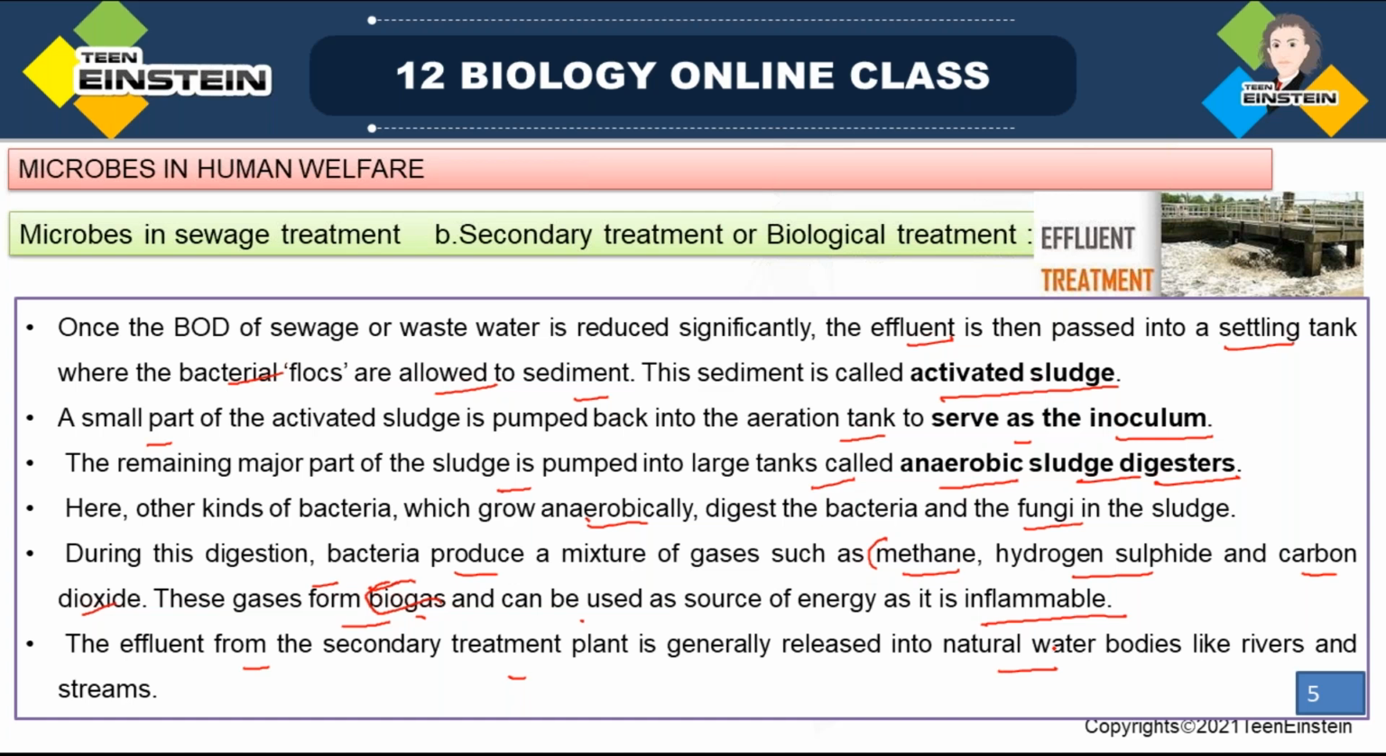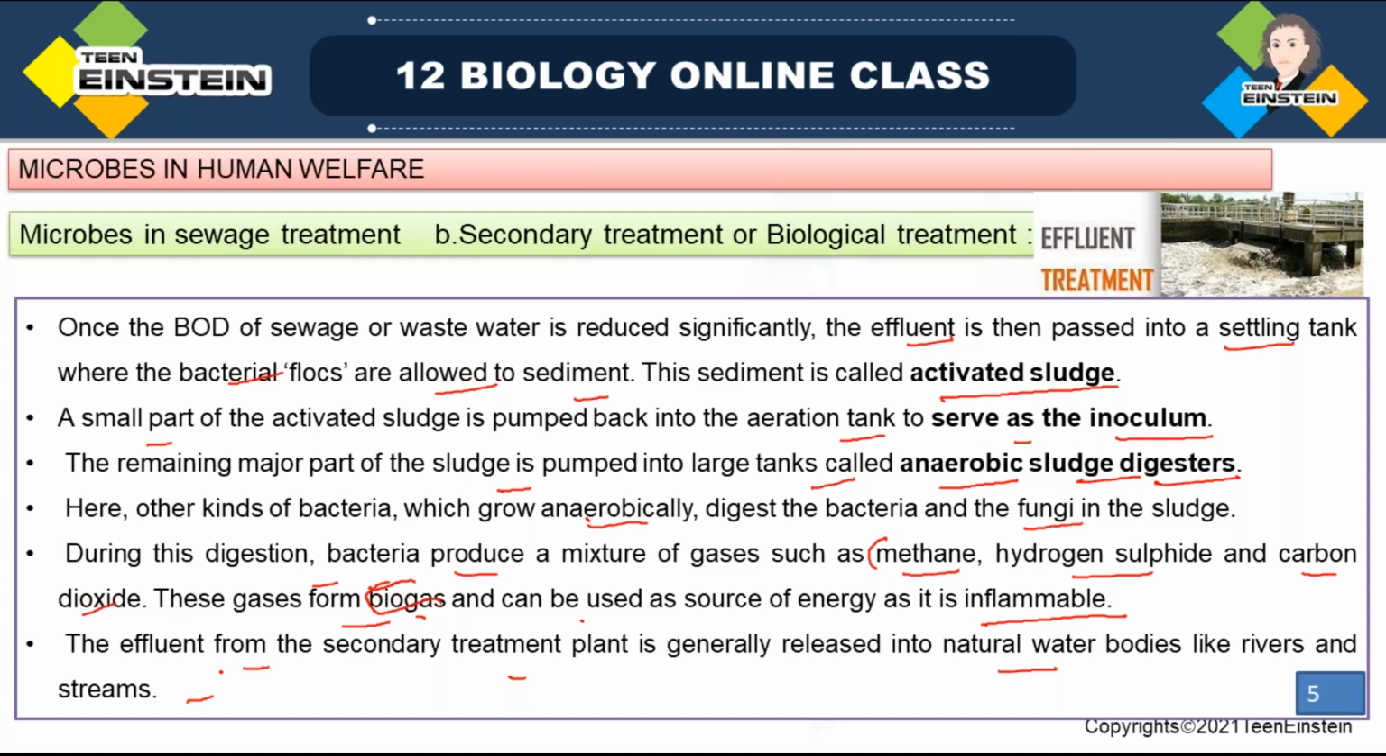So that will be released into natural water bodies like rivers and streams. Okay, so this is the secondary treatment, or the biological treatment. This step is taking place with the help of microorganisms, right? Some digestion of that material is taking place with the help of microorganisms.